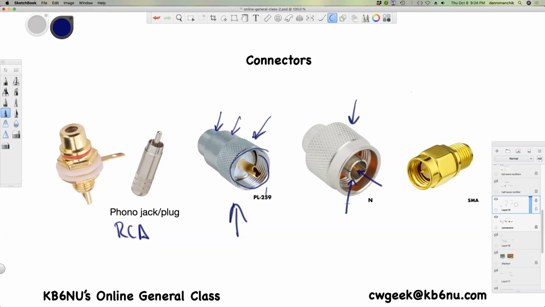Could you use the N connector for the lower frequencies? Oh yeah, absolutely. That's why I really wish that amateur radio manufacturers would put N connectors even on their HF radios, because it's just a better connector. And yeah, it costs a little bit more, but you're spending $1,000 on a radio. Get an N connector on it. Get a good connector on it.